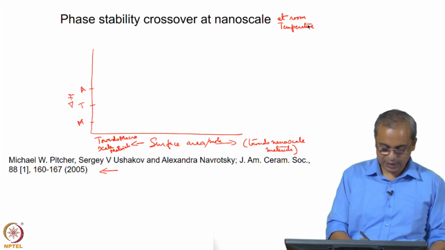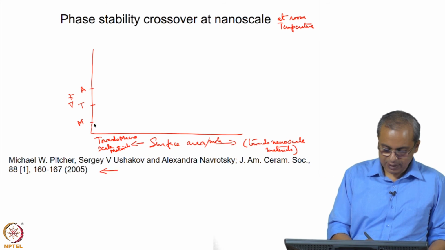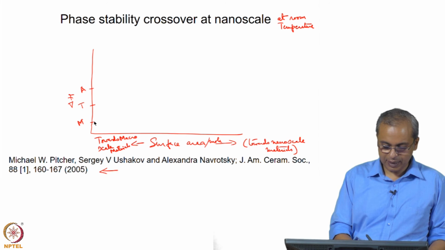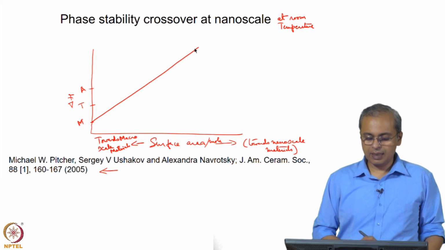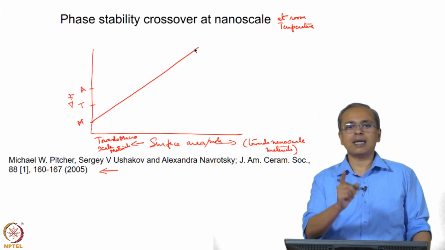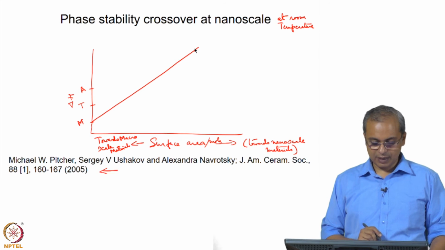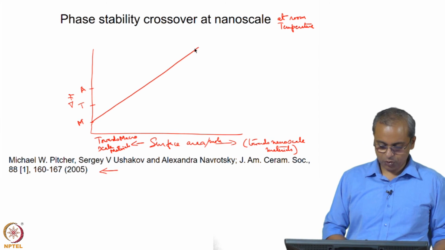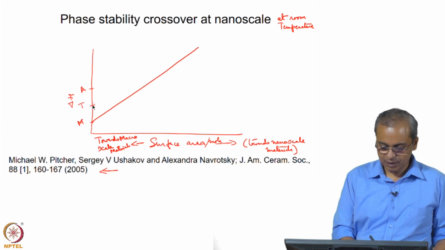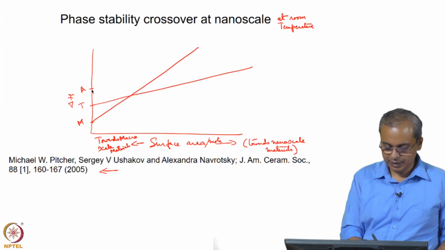So, if I say that the monoclinic phase changes its enthalpy as a function of surface area like this, then the slope of this line is that gamma that we are looking at in that equation. So, it turns out that they see something like this for monoclinic, they see something like this for tetragonal, and they see something like this for amorphous.